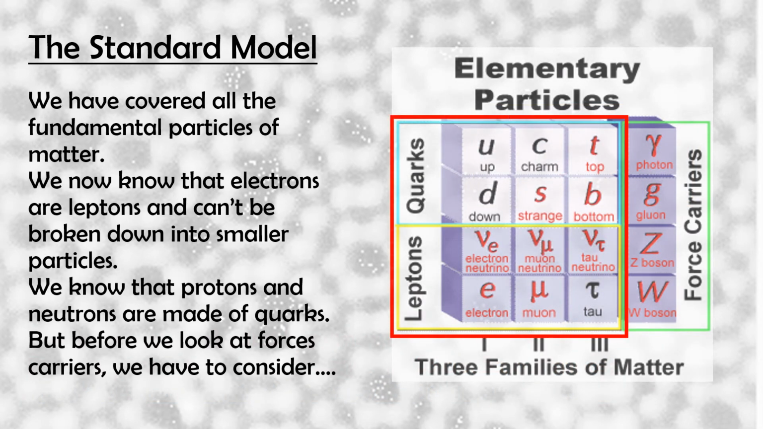So we've covered all of the fundamental particles of matter. We now know that electrons are leptons, so they can't be broken down into anything smaller. We also now know that protons and neutrons are both made of quarks, and we know that they are made of a combination of up and down quarks. The bit on the right-hand side, the force carriers, we will look at in a moment, but before that, we have to consider antimatter.